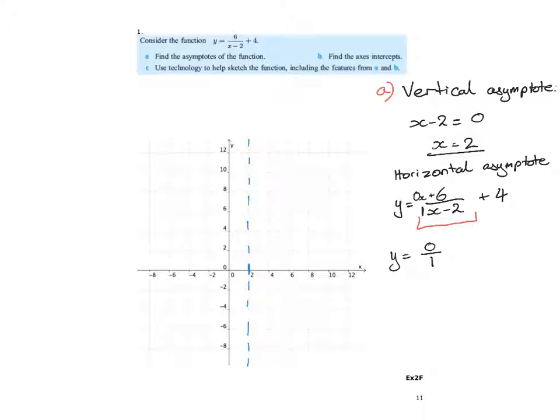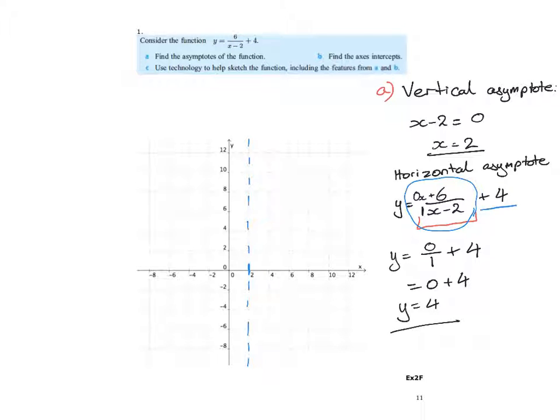But we've got to remember we've got a plus 4. In other words, we're shifting up 4. So whatever the horizontal asymptote would usually be, which in this case, for this fraction, would be 0, we also need to shift it up by 4 or add 4. So it becomes 0 plus 4, or in other words, 4. So that there is the horizontal asymptote.